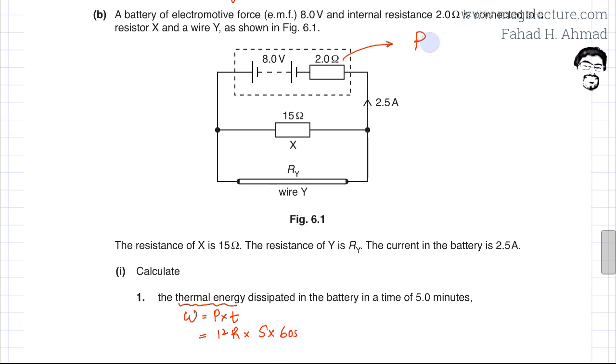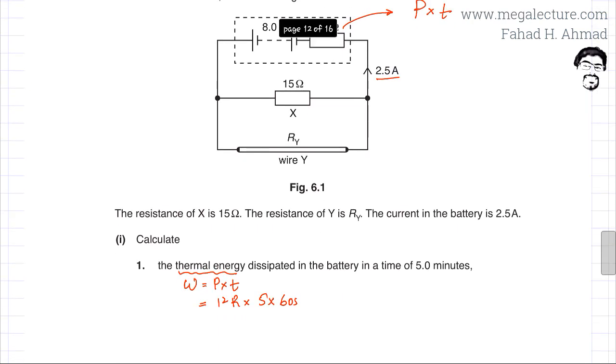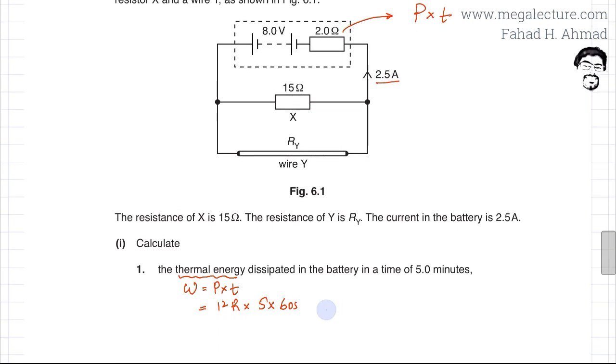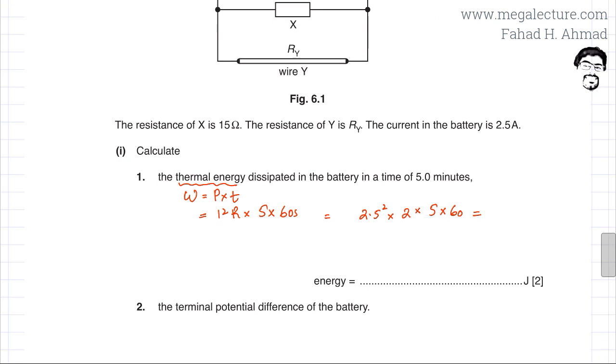So we need to calculate power into time. The current is 2.5 amperes, so we're going to use that current. It's I squared R, or 2.5 squared multiplied by the internal resistance of the battery, which is 2 ohms, multiplied by the time it takes, 5 into 60 seconds. So this would be the total energy that is dissipated in 5 minutes. And this value comes out to be equal to 3800 joules. You can do this calculation on your calculator. The answer comes out to be equal to 3800.